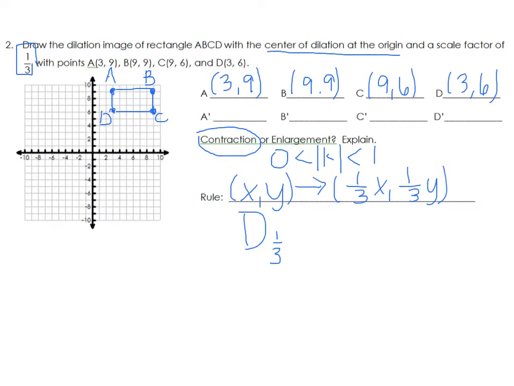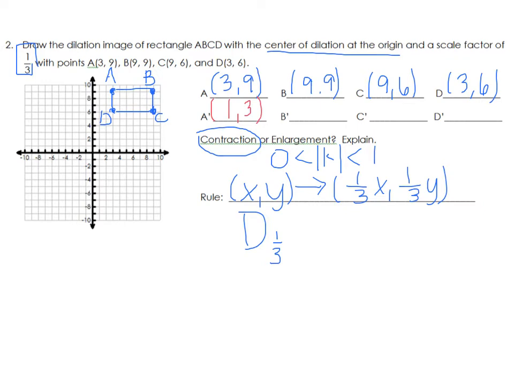Remember that multiplying by 1/3 is really the same thing as dividing by 3. If you look at all of our coordinates, they're all divisible by 3. So we're going to take A, which is (3, 9), and divide 3 by 3, which is 1, and 9 by 3, which is 3. So A prime will be (1, 3).